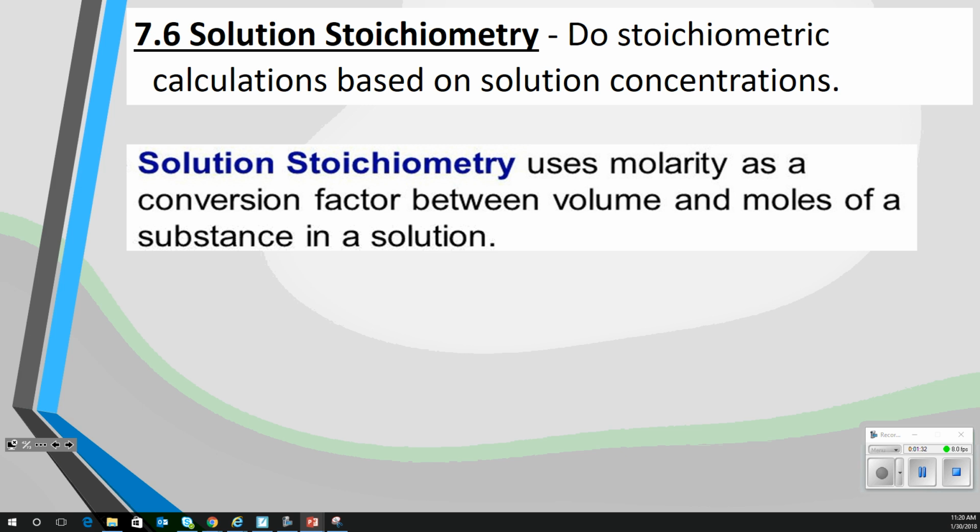Okay? So what we're talking about when we talk about stoichiometry is we're working with what? When we did stoichiometry before, what were we working with? A balanced equation, right? And we're moving from moles of something to moles of something new, or grams of something to grams of something new. Okay? Same thing happens with solutions. We can do the same thing with solutions.